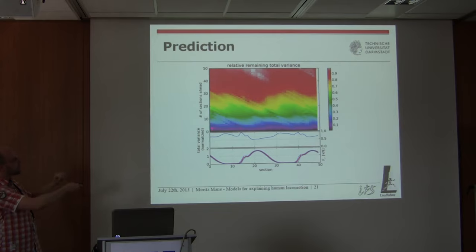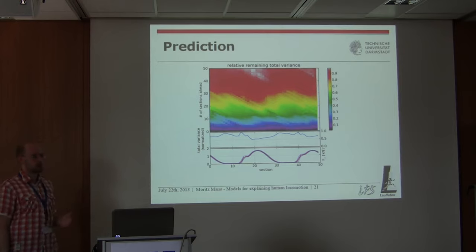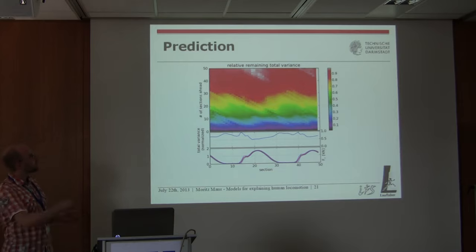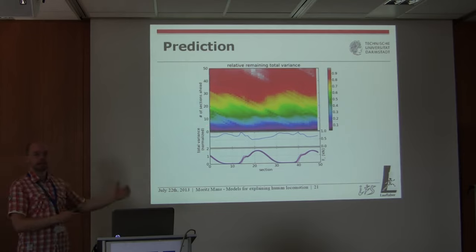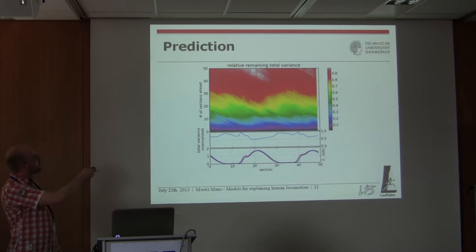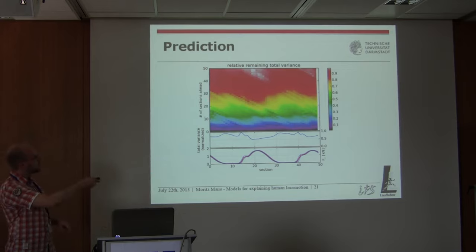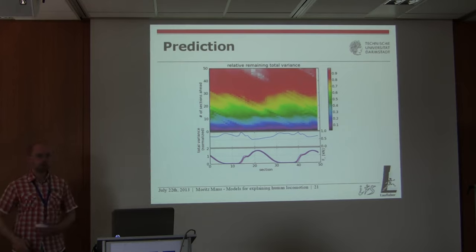And we see that for very short times we have very good predictions. So our variance of the prediction is very small. That means we don't have too much measurement noise compared to the variance of our data. And we also see that if we go ahead in time, we can predict less and less of the data. After one stride, we can predict something about 5% of the variance, which is almost nothing. But after one step, which is here, there is still a substantial amount of the variance that you can predict.